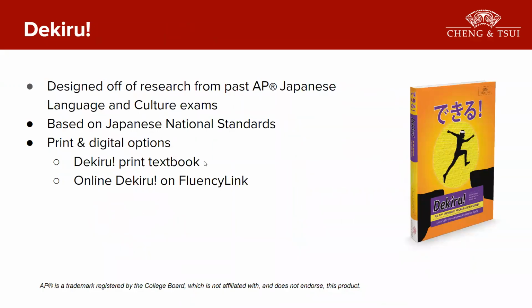Now let's move to the fourth year textbook, Dekiru. Dekiru is recommended for fourth years for AP Japanese. About 410 kanji are included in Dekiru. Dekiru is based on Japanese national standards, and the components include a print textbook and workbook all in one, and the online Dekiru on Fluency Link.